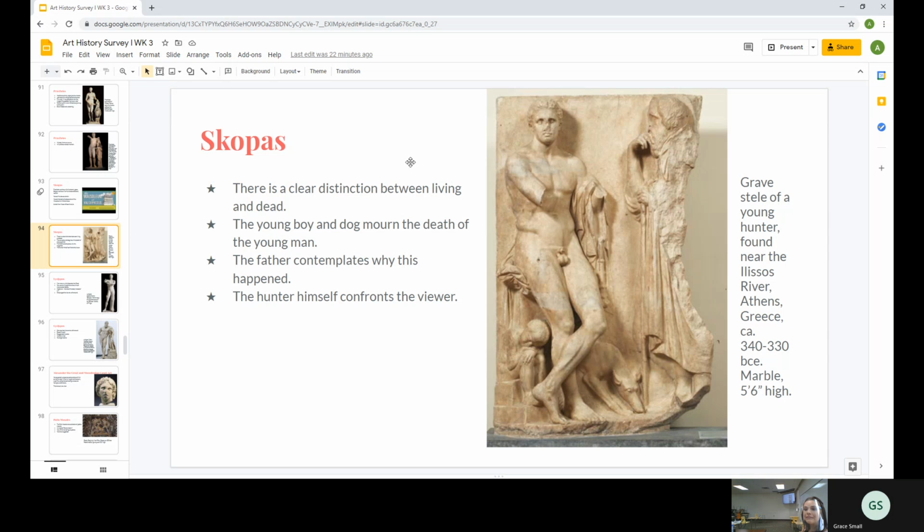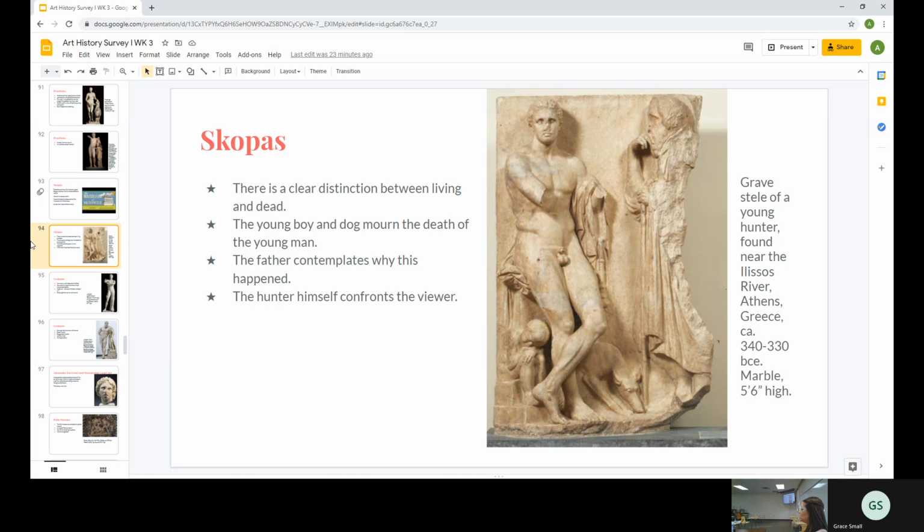In this sculpture, though, there is a clear distinction between living and dead, whereas the last stele we looked at, you couldn't really tell who was alive and who was dead. They were the same. The dead person being the one that is looking straight out at us, the young man. And the living people being the ones that are crying. The young boy, the dog is even crying, sad puppy. And the father is also saddened from his son's passage.